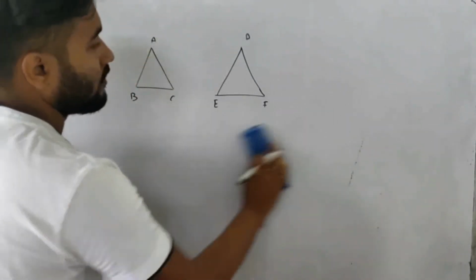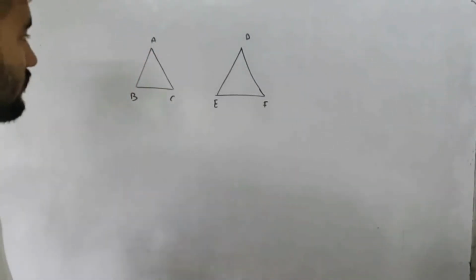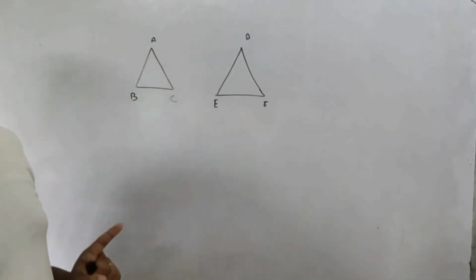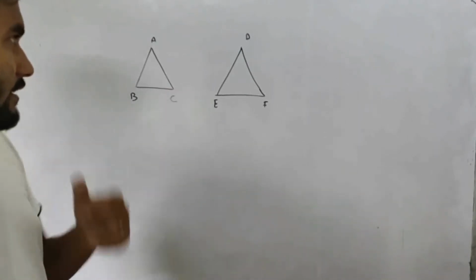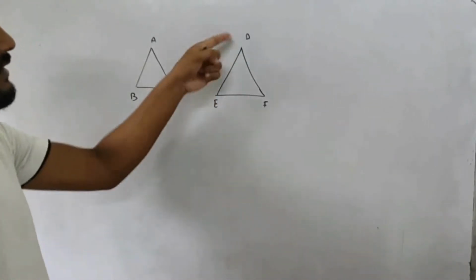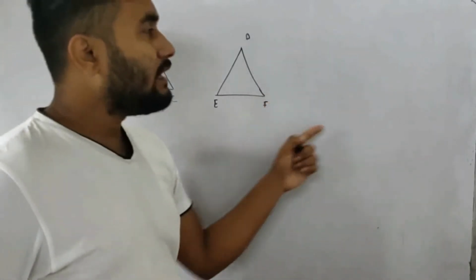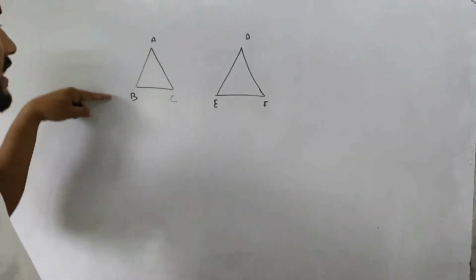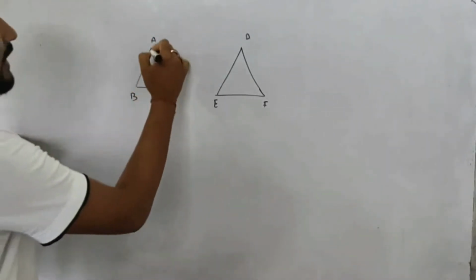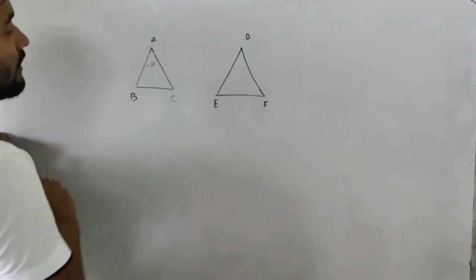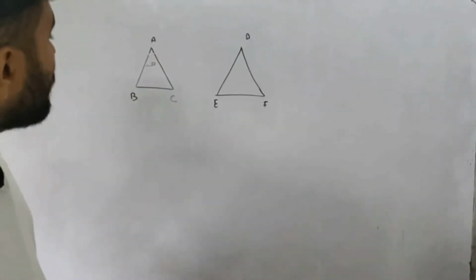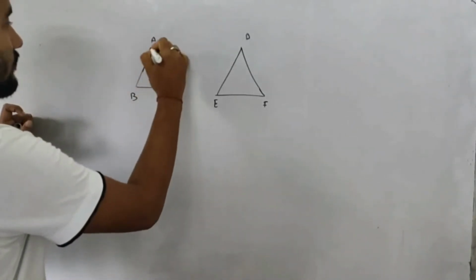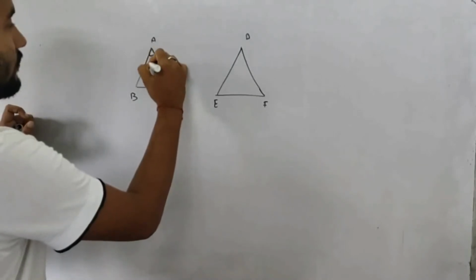One more thing. We always have a habit: we always write A, B, C with A at the top. This is our habit. And when we write DEF, we always write D at the top. And when we write PQR, we always write P at the top. We always write A over here, then B, then C, like this. Say for example, I am saying the value of this angle is 20 degrees.